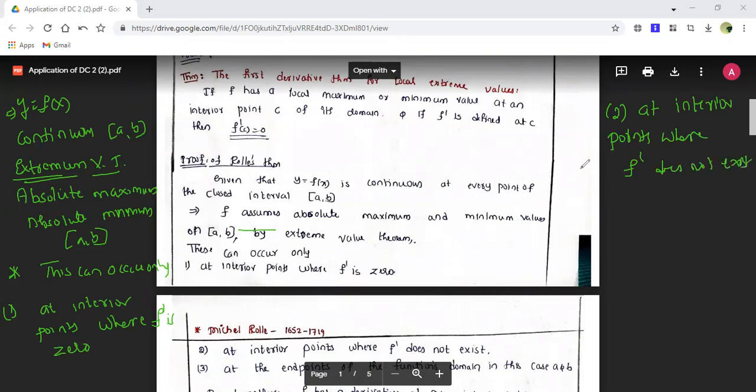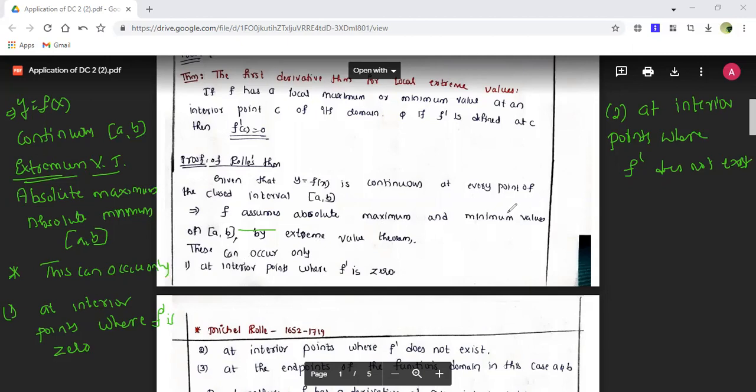So according to the conditions for the critical points, a critical point is one where the absolute maximum and absolute minimum exist only when f dash has to be equal to 0 or f dash does not exist. So that particular point we call a critical point.